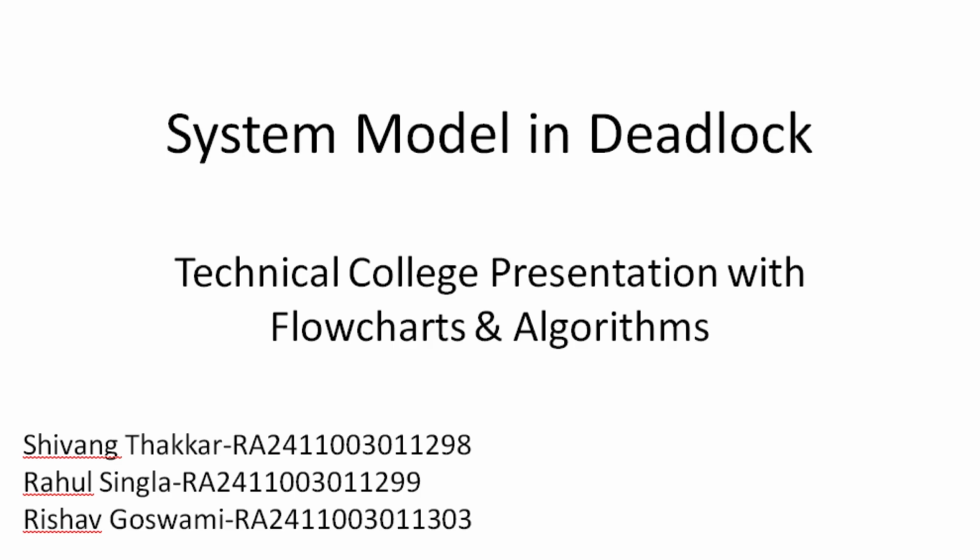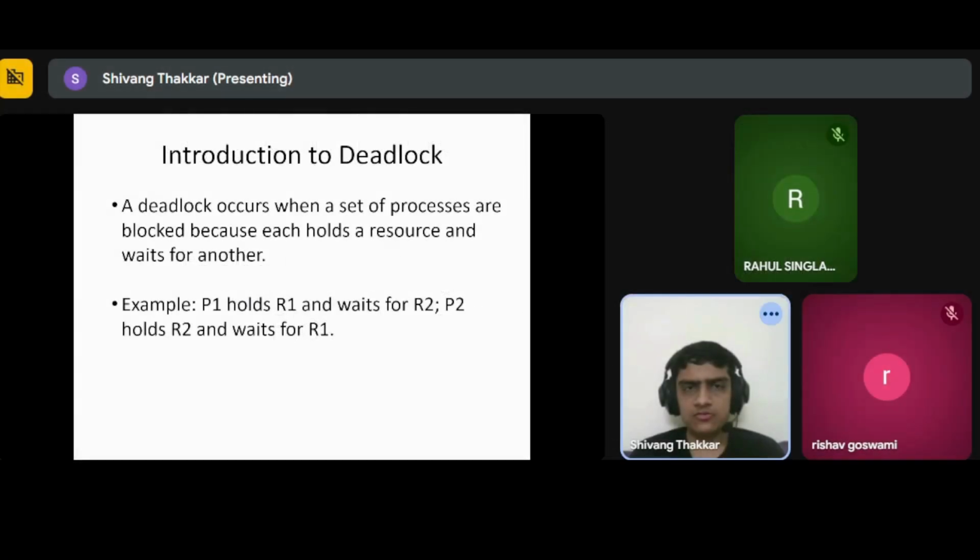Topic is system model in deadlock. So let me start with introduction to deadlock. What is a deadlock? Simply put, a deadlock occurs when a set of processes are blocked because each holds a resource and waits for another resource held by one of the other blocked processes. Consider an example. Process P1 holds resource R1 and waits for R2, while P2 holds R2 and waits for R1. So they are forever stuck.